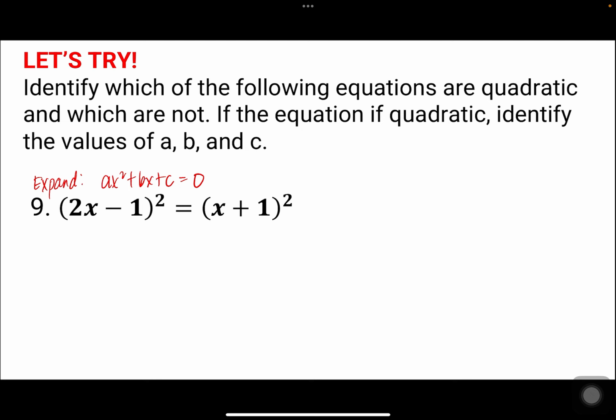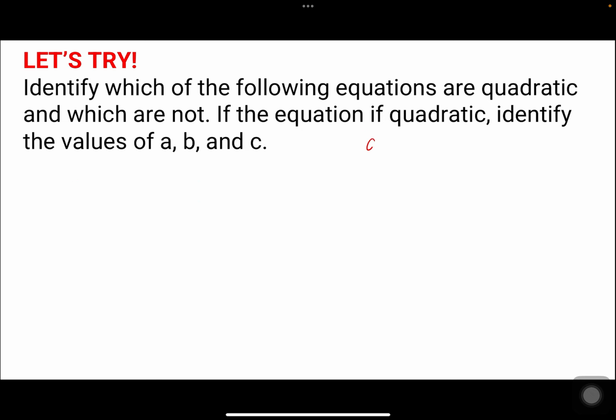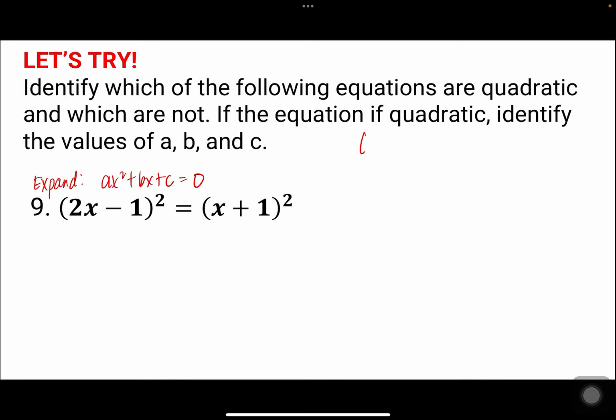Tinatawag po natin tong perfect square binomial. So, for example, if you have a plus b squared, ang mangyayari po sa kanya ay magiging a squared plus 2ab plus b squared. Okay? So, si a, possible siya yung x, at si b, siya naman yung ating number. Pero, baka malito tayo, palitan natin. Imbis na a, b, c yung gamitin natin, gamit tayo ng ibang value.